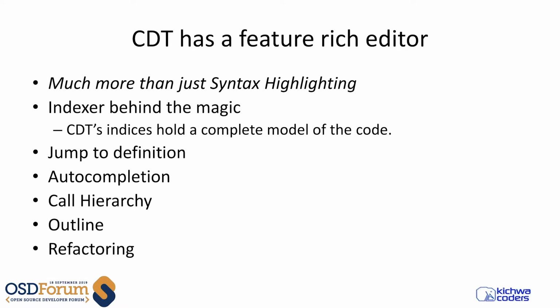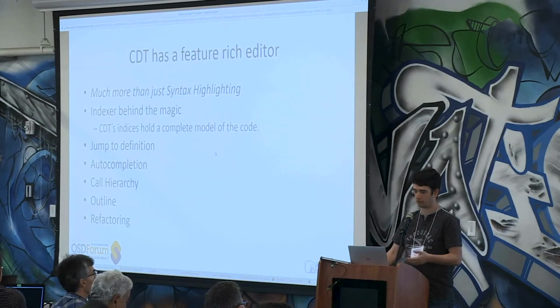Eclipse has a very feature-rich editor. It's a lot more than just a syntax highlighter. It's more than just simple command completion. CDT has in it what's called an index. What it does is it parses all of your project code, all your includes. It knows where everything is and it has an in-memory view of your whole project. By having that, you can enable all the advanced functionality, like jumping to definition, auto-completion, call hierarchy, getting outlines of your code, and more powerful things like refactoring, like doing renames across your whole workspace.